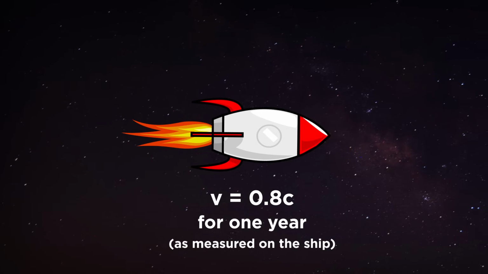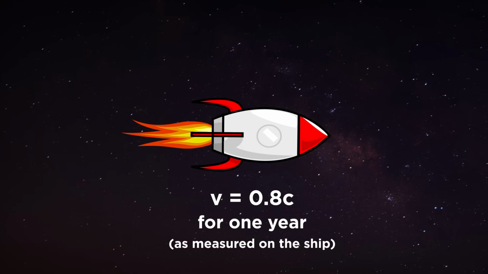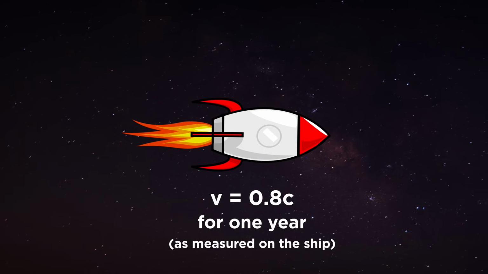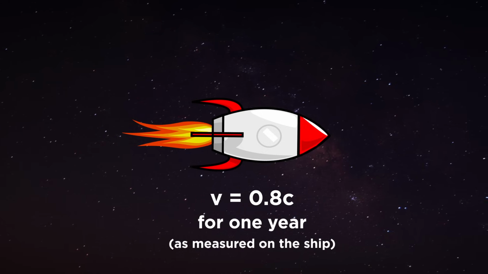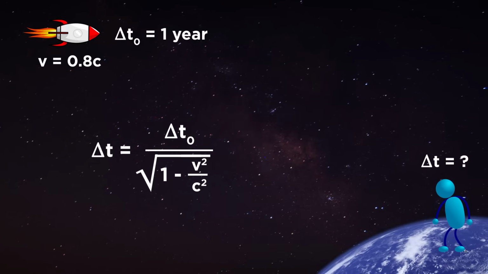Let's try an example. Say an astronaut is in a ship moving at 80% light speed. If they move at this constant speed for what they measure as 1 year, how long will that be for someone on Earth? Well, let's take the equation and put 1 year for the proper time interval. Then we can plug in 0.8 c for the velocity, since that is equal to 80% the speed of light.